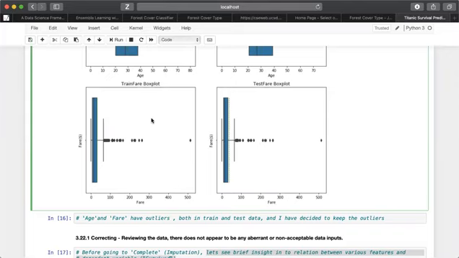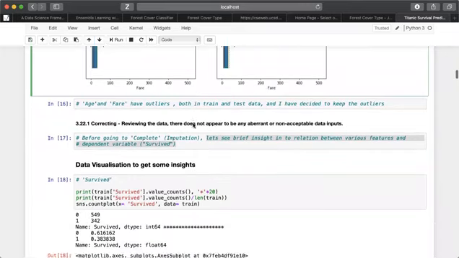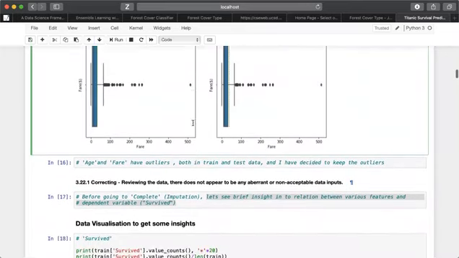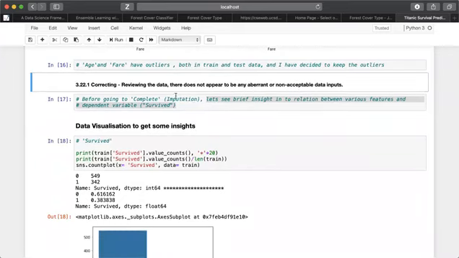So both the data sets have similar types of outliers. Therefore, it is prudent to keep these outliers and not to discard them. In my case, I have kept the outliers in both age and fare. So with this, I have finished the first step, the correcting.